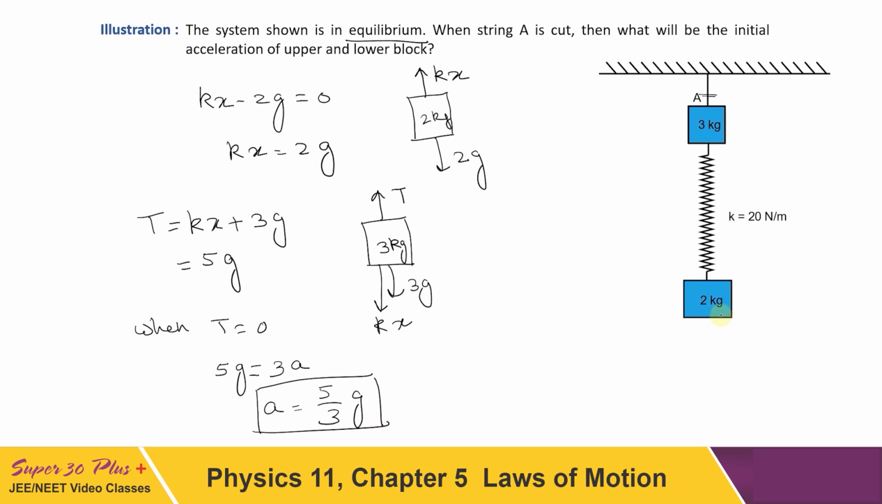What about the 2 kg block? When the string at A is cut, there will be no change in acceleration of the lower block, and it will have acceleration 0 only, because for the lower block there is no force change here. kx remains the same, gravity remains the same. So it will continue to remain in equilibrium. Of course, with time, when the upper block starts coming down with some acceleration, the extension will change, and then the spring force on the lower block also will change. But just at the moment of cutoff, there will be no change in the situation of the 2 kg block.